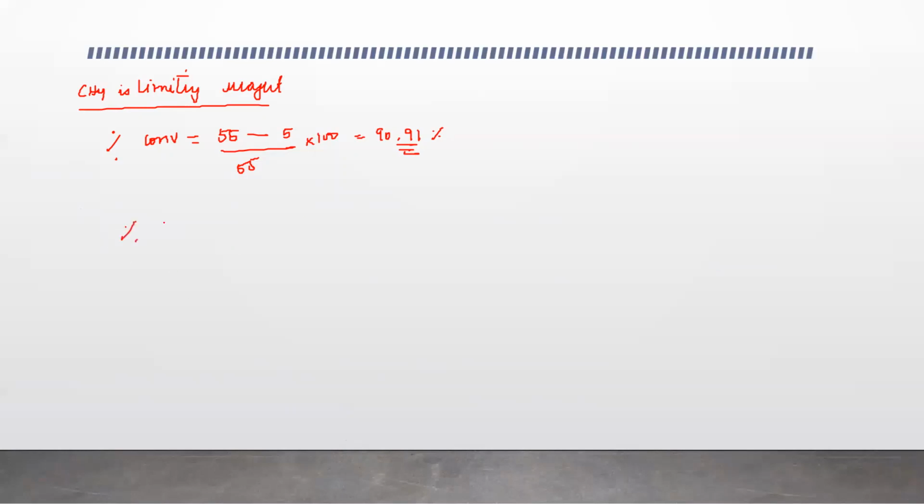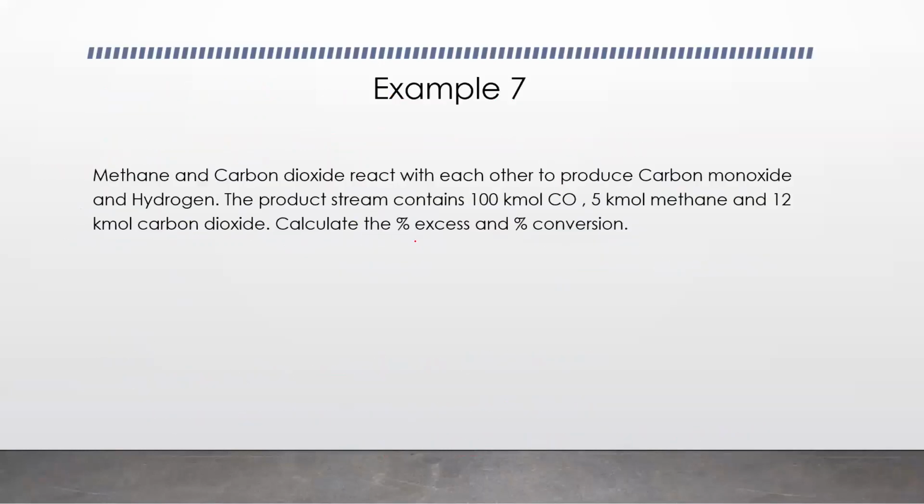Then percentage excess is basically CO2 supplied minus CO2 theoretically required, upon CO2 theoretically required, into 100. So for 55 kilomoles of CH4 supplied, you need 55 kilomoles of CO2. So therefore, the percentage excess that you're going to get is equal to 12.73%. That is your percentage excess, right?